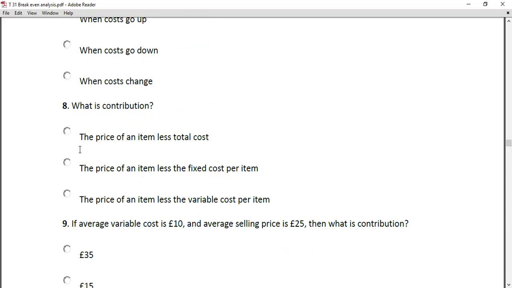So the answer is the price of an item less variable cost per item. The answer is number 3 for this question. Contribution is the price of an item minus the variable cost per item. Right. Okay. Question number 9.